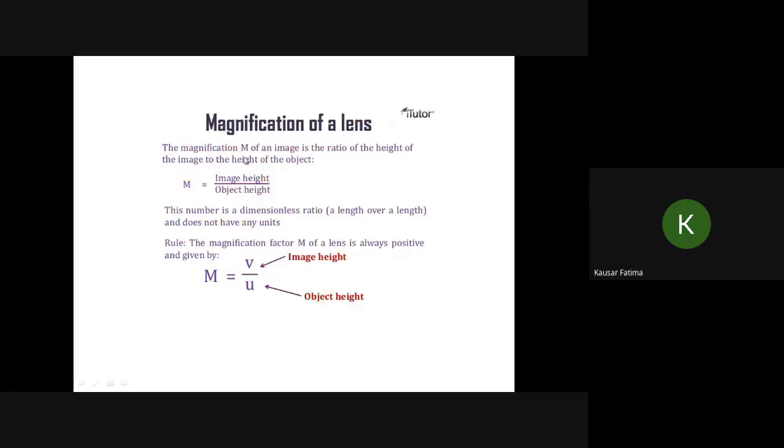And this is the formula. How much magnified? We have a formula: image height over object height. We measure the height in centimeters, and we can measure the magnification. It's a ratio of the height of the image and the object. It can also be obtained from the other formula, image distance divided by object distance. Magnification also depends upon image distance over object distance. V is image distance, U is object distance. So you can say image height upon object height is equal to image distance over object distance.